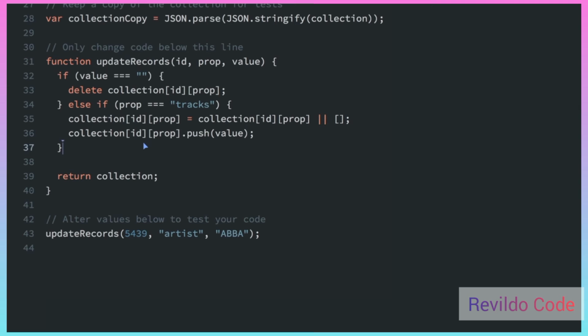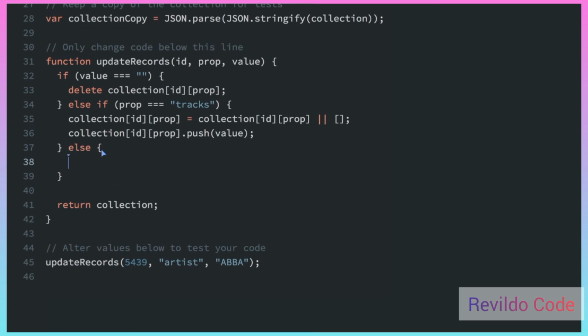Okay, there's only one last condition, which is kind of the default condition, else. So if the value isn't blank and the property isn't tracks, then we just set the property to equal the value, just like this. Collection ID prop equals value.